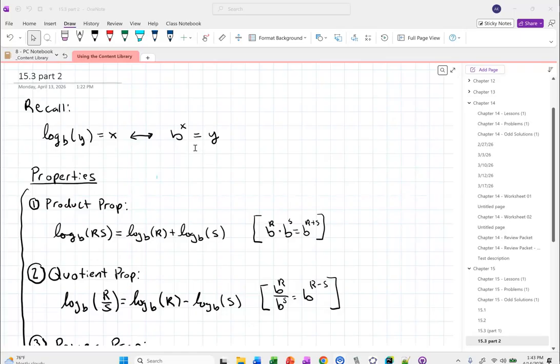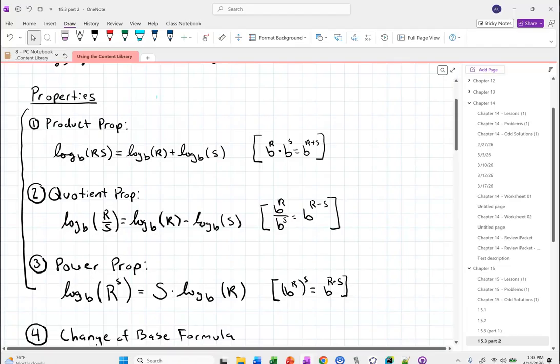So we had talked about logarithms last time, what a logarithm is and how to evaluate one. Today we're going to talk about properties of logarithms, and specifically two types of problems that we'll use these properties to do. And that's about the gist of the end of section 15.3.